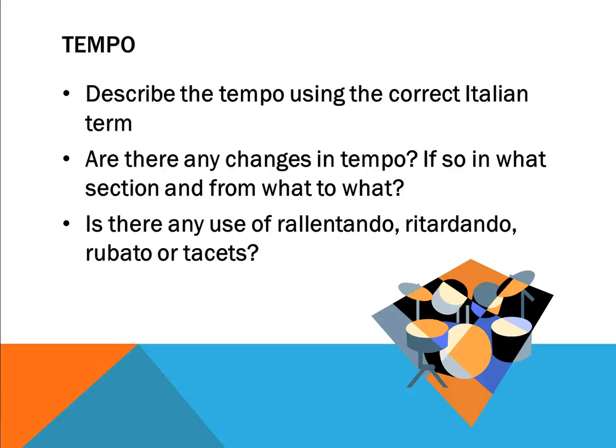And that's where the next one comes in. Is there any use of rallentando, which is slowing down? Ritardando, which again is another word for slowing down. Rubato or tacet. And the one I missed there is accelerando, which is gradually getting faster. But if you don't know these terms, please look them up because they're all sorts of little Italian terms that you should know.